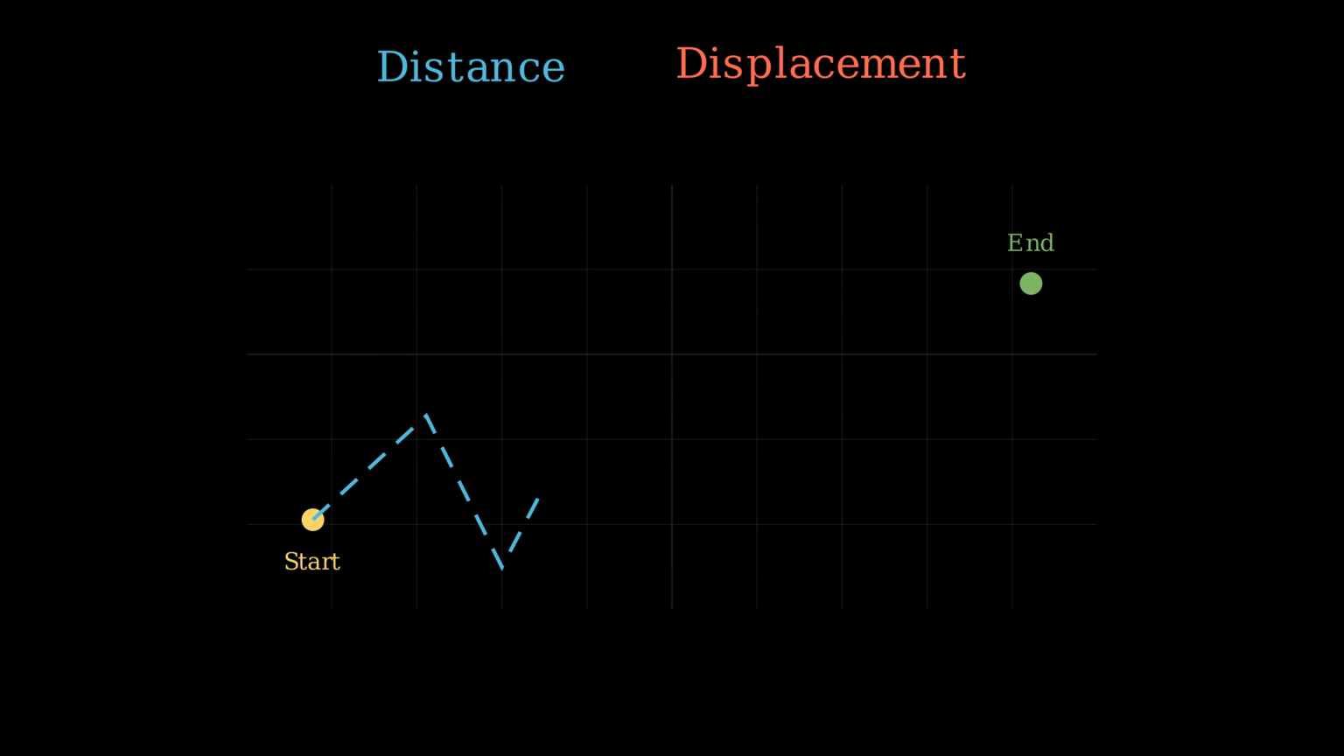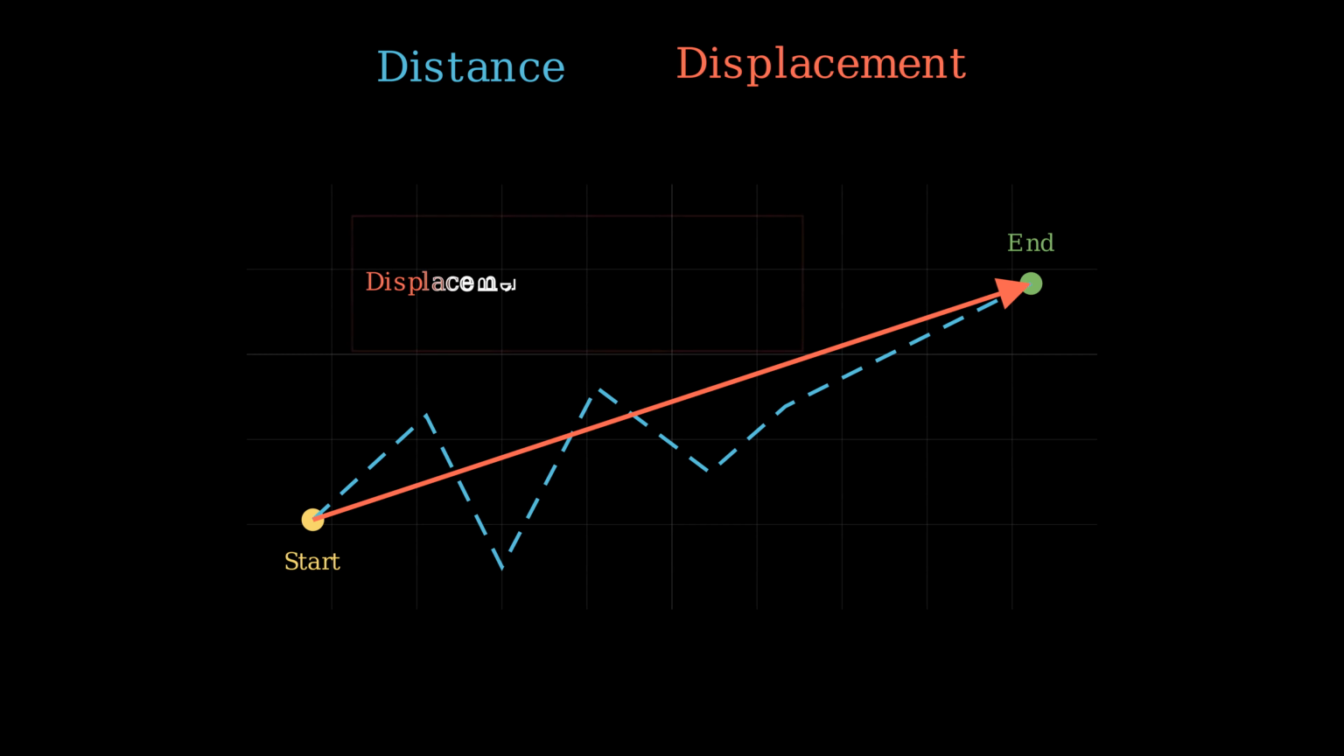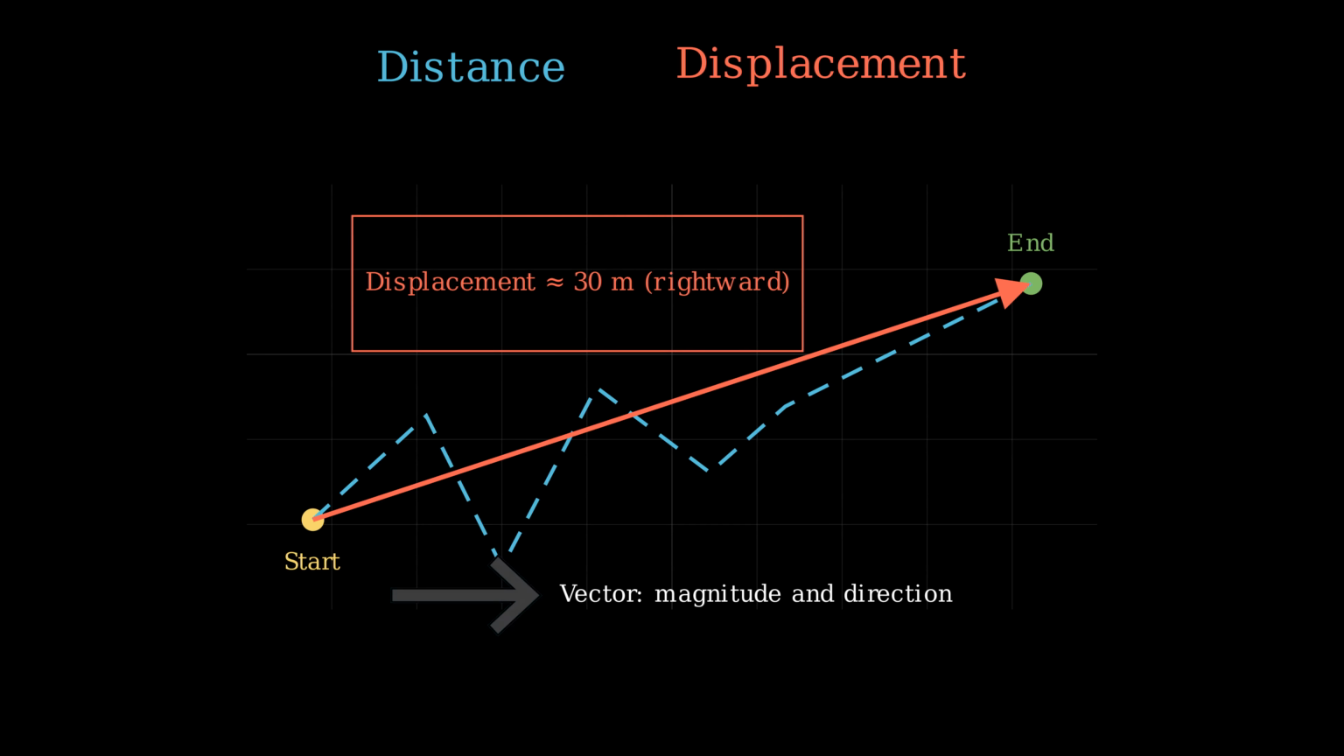Now let us talk about distance and displacement. These sound similar, but they are quite different. Distance is the total length of the path traveled. It is a scalar quantity, meaning it only has magnitude and is always positive. Displacement is the shortest path from the starting point to the ending point. It is a vector, so it has both magnitude and direction and can be positive, negative, or zero.